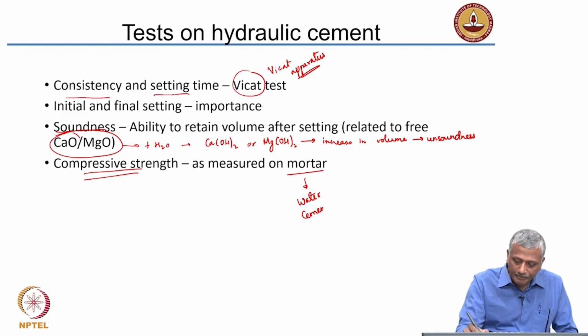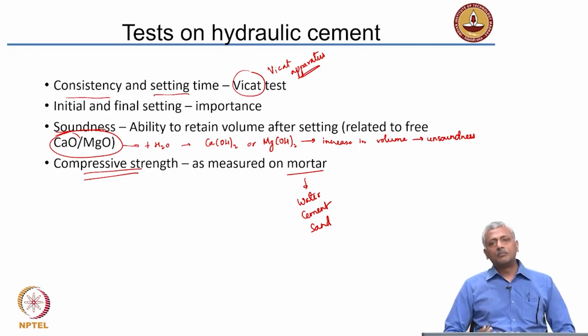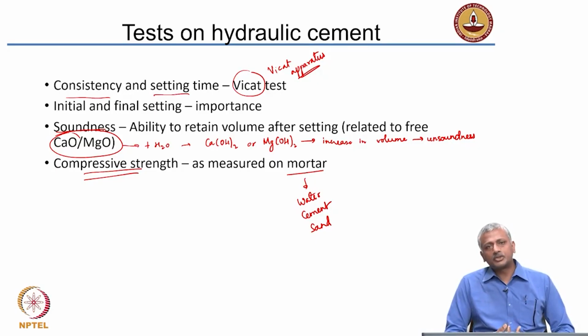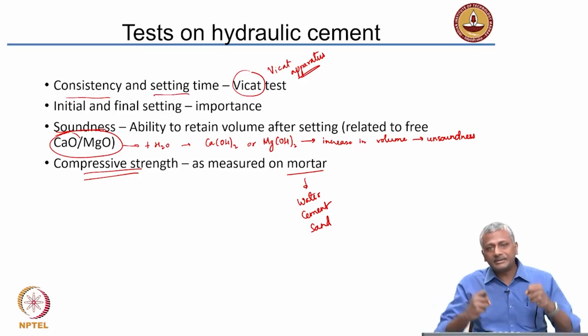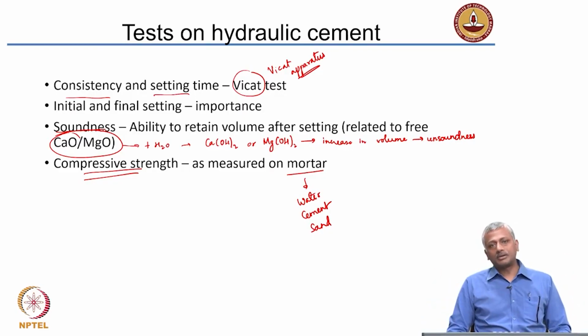Why do we want to use mortar to determine the strength of the cement? It is something that you should think about. The whole point of the matter is, cement does not function as a strength giving component on its own. It basically provides strength by binding the aggregate particles together in a concrete. That is why we want to test the strength of the cement with respect to its nature of binding.